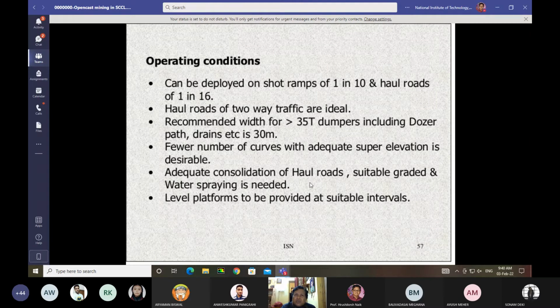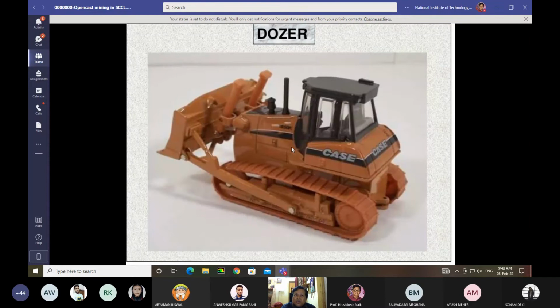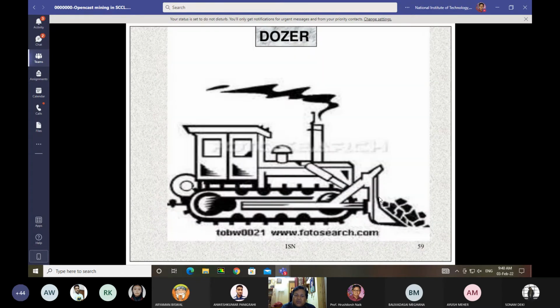Then another machine which is there is called a dozer. The dozing operation is carried out by the dozer. So what work is done by the dozer? The dozer dozes the material and keeps the road level. So this is the function of a dozer. This is the diagram of the dozer. The dozer is diesel operated, so there are fumes. This is the fume coming out from the engine because it is a diesel operated machine.